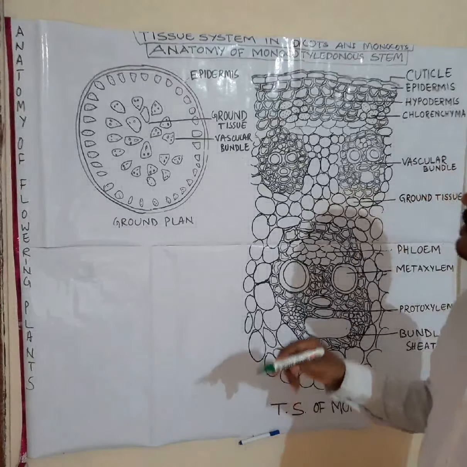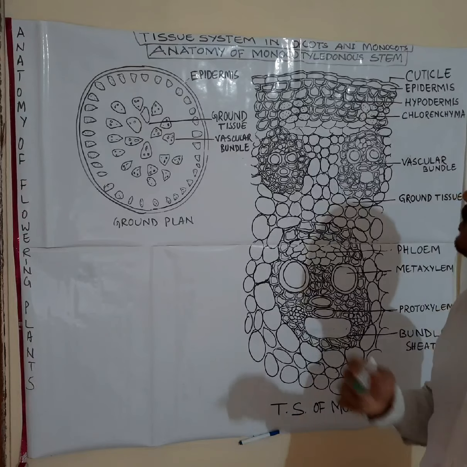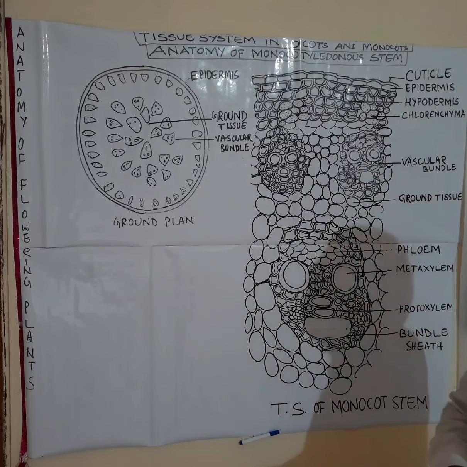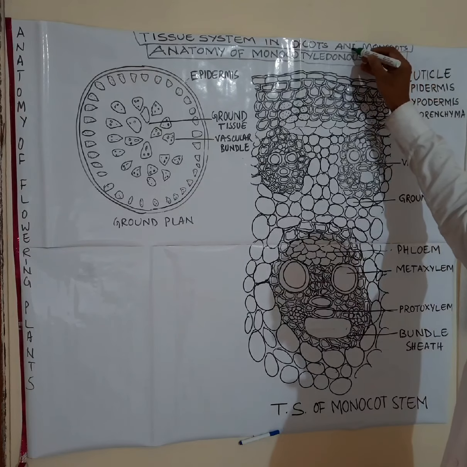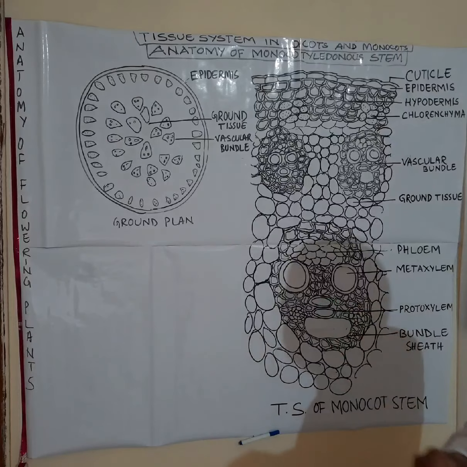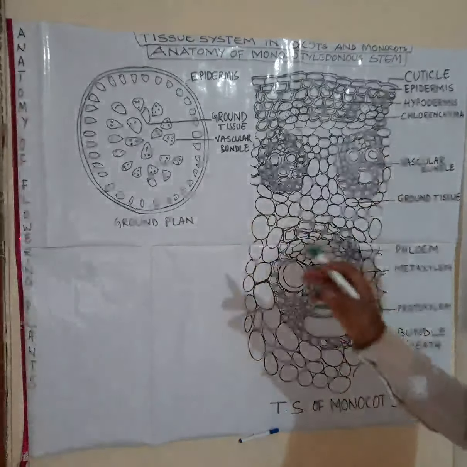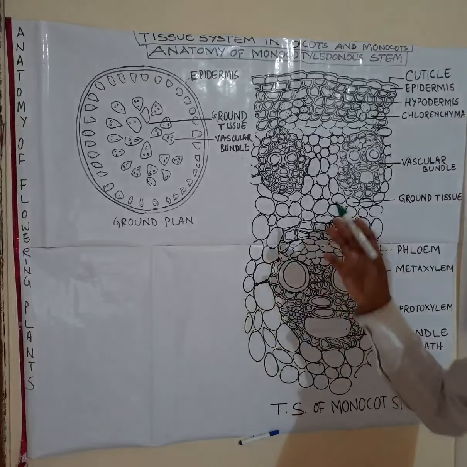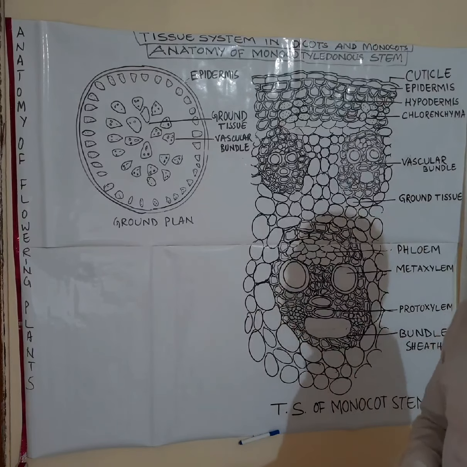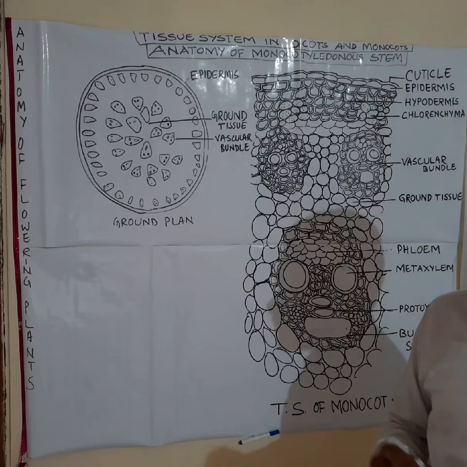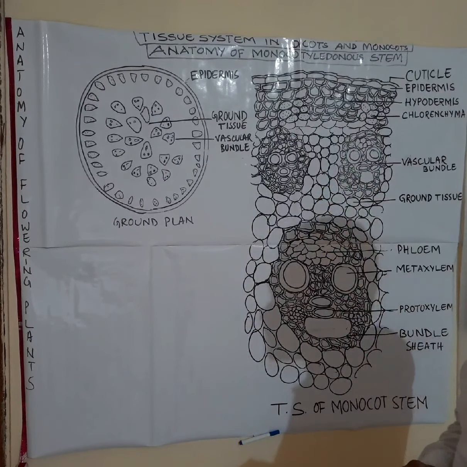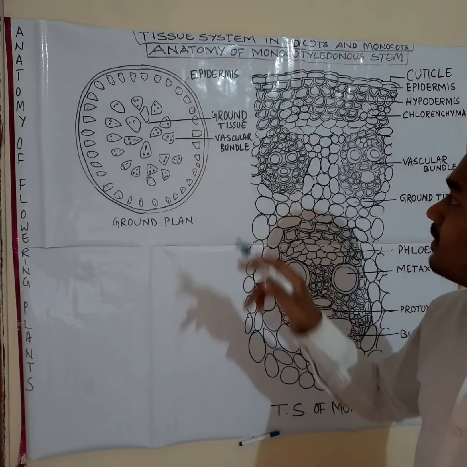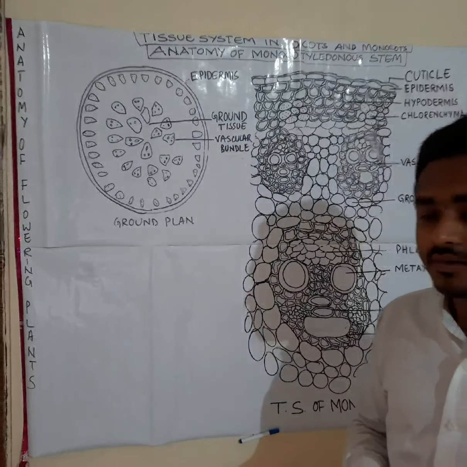Today we are going to see the anatomy of monocotyledonous stem, which comes under the tissue system in dicots and monocots. Chapter 6, which is anatomy of flowering plants. As we have discussed the anatomy of monocot and dicot root and dicotyledonous stem, accordingly, the anatomy of monocotyledonous stem in the ground plan shows epidermis, ground tissue, and vascular bundles.